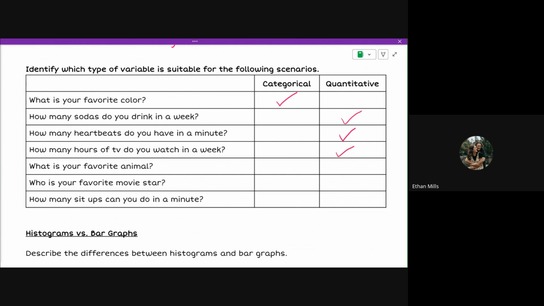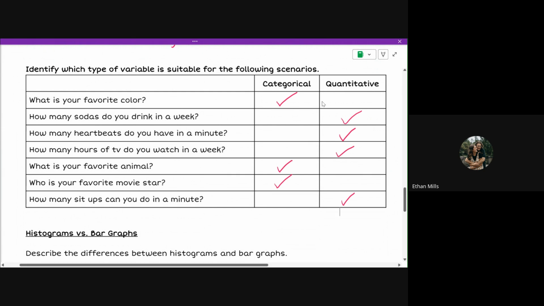The next one says, what is your favorite animal? Well, numbers are not animals. I would never answer that question with a number, so therefore it is categorical. Then I'm looking at my last two questions. It says, who is your favorite movie star? Obviously, there's not a number, so that is categorical data. And how many sit-ups can you do in a minute? Well, we would count how many we could do, so therefore it is quantitative. So make sure you understand that quantitative means anything that can be measured by numbers. Make sure you understand that categorical is everything but numbers. It'll be all good.